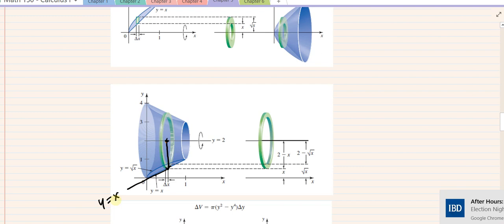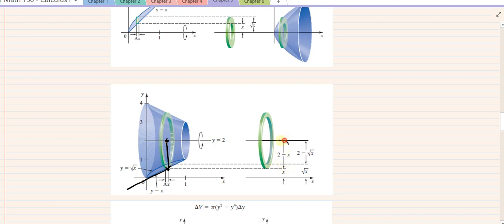And for this one, we're going to get, let's see, outside. So the distance here, as you can see, this distance is going to be 2 minus x, right? Because the y value, the height of this point, is y, which is equal to x. And that's how we get 2 minus x. That's what it is in here.